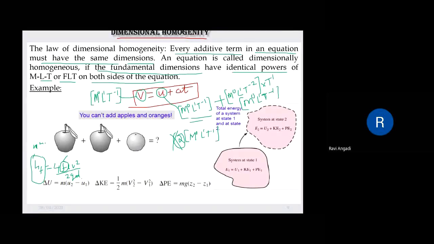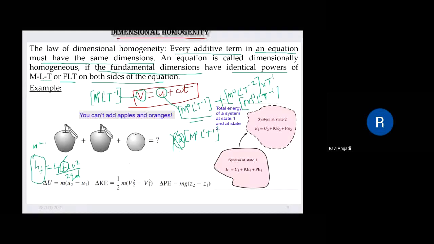Can you check this equation? All of you can note it down and check whether this is dimensionally homogeneous or not. Just take this formula and check it.